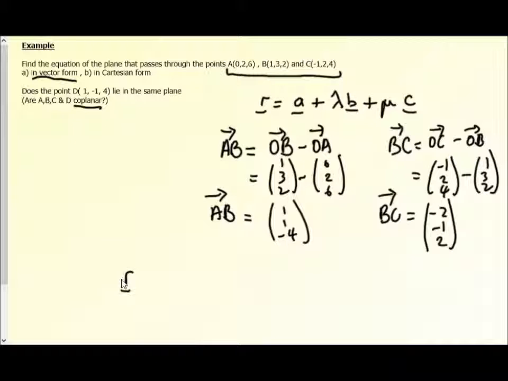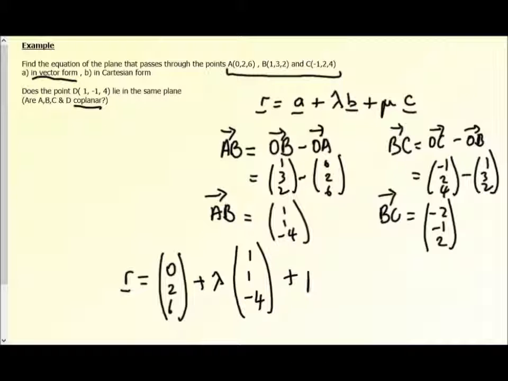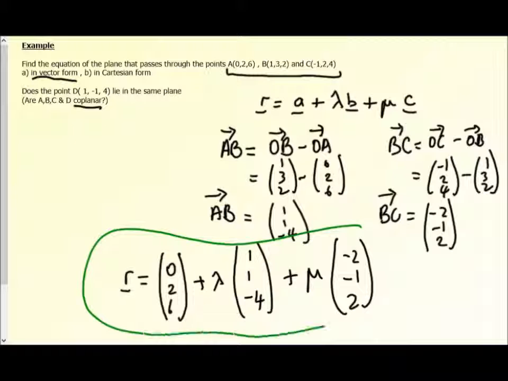So the equation of the plane in vector format is going to be (0, 2, 6). So I've used A there. Now I could have used B, I could have used C, it didn't matter. And then I'll do a multiple. So my parameter lambda there of (1, 1, -4). And then mu lots of the other one, (-2, -1, 2). And that gives us the vector equation of the plane.